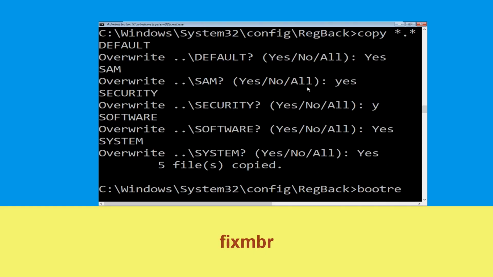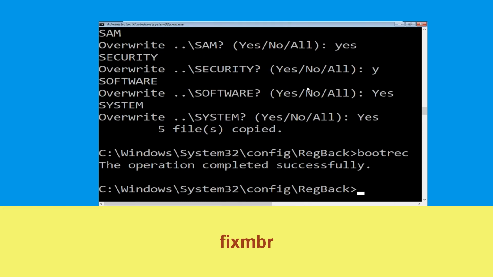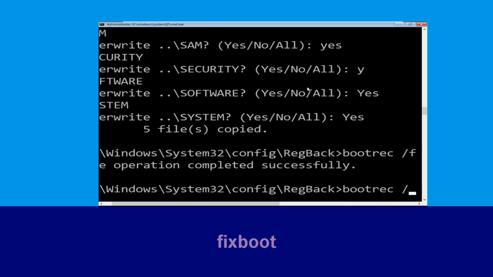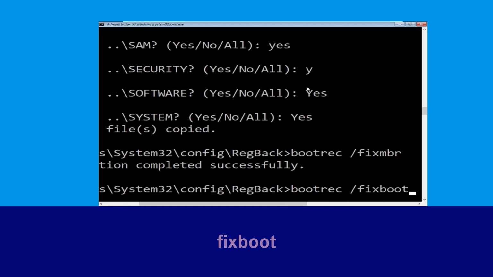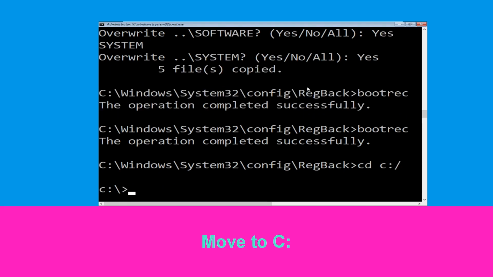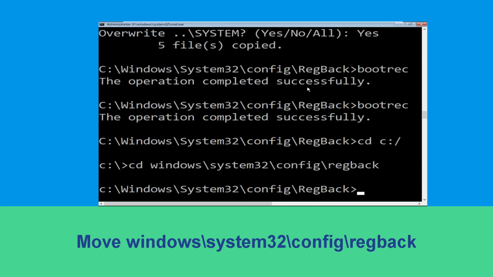Now execute this command. Type bootrec /fixmbr and simply hit enter. Type bootrec /fixboot and hit enter. Type cd c:\ and hit enter. Now execute this command. Type cd windows/system32/config/regback, then simply hit enter to execute this command.